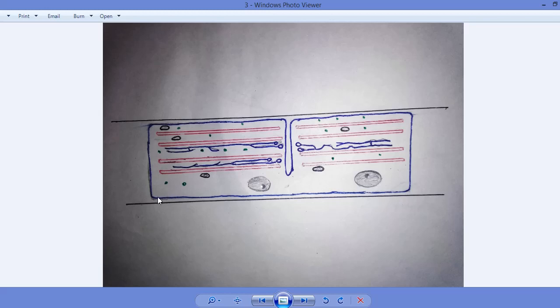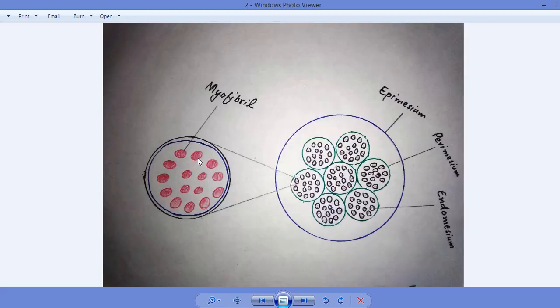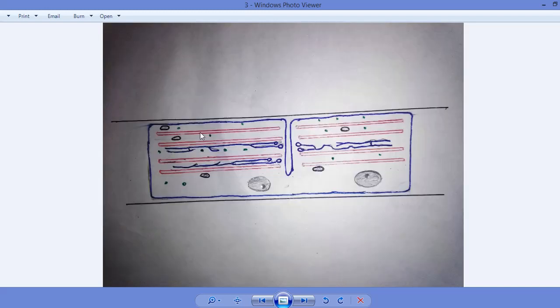And above each sarcolemma or above each myocyte, there is a layer which surrounds the cell. This layer is called endomysium. So the sarcolemma is the second layer beneath the endomysium. Now each myocyte contains the small fibers which are called myofibril. So these are the myofibrils which I have shown you in this slide. These myofibrils are shown over here.